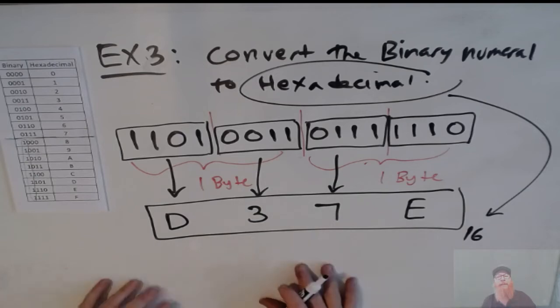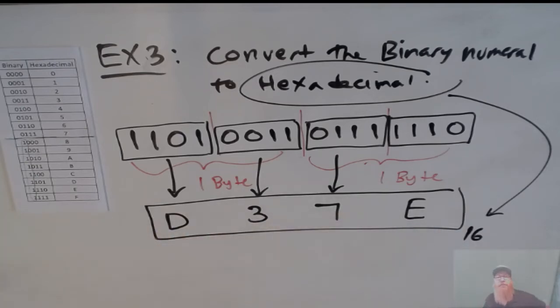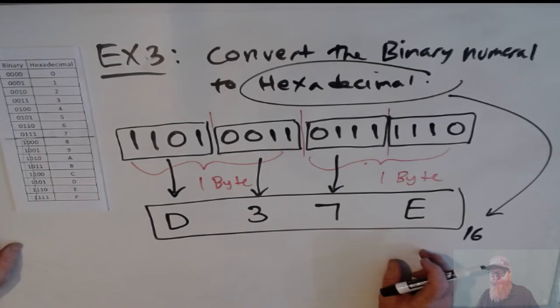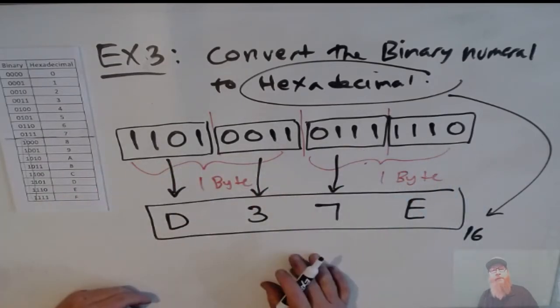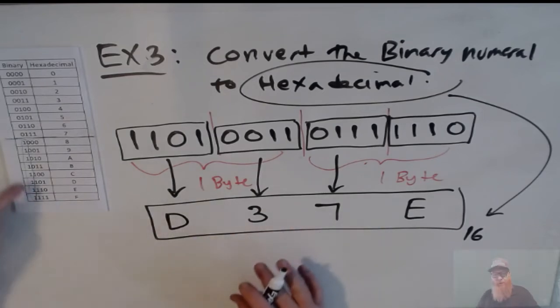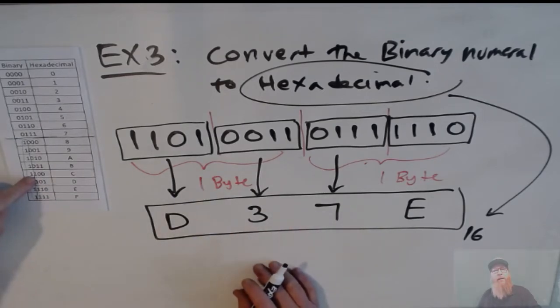D37E. I know it looks like alphabet soup, but that's actually a number. It's a number base 16. We also had very little wasted space because we're always going in groups of 4. All right.